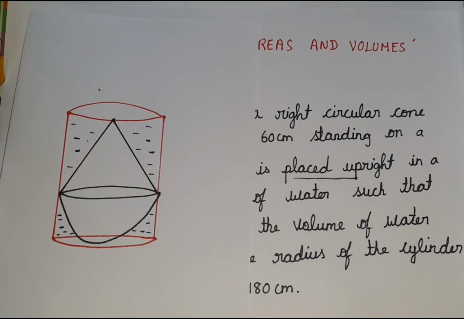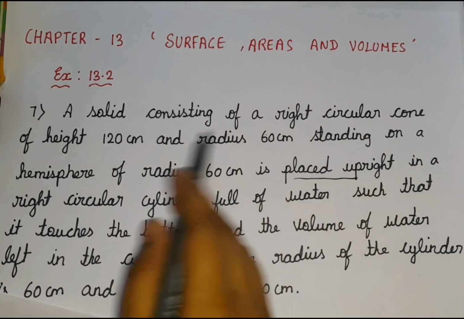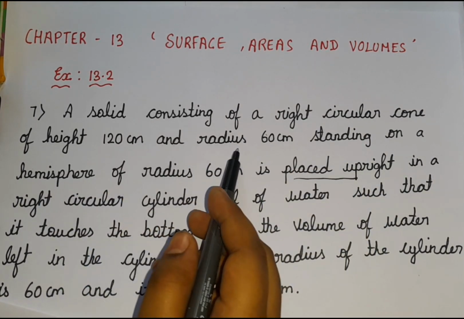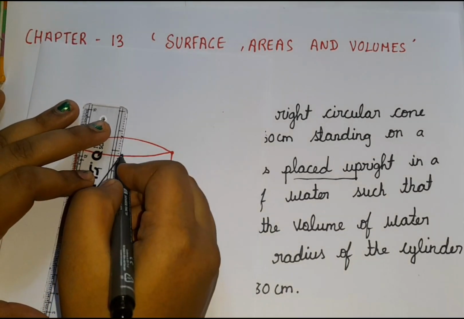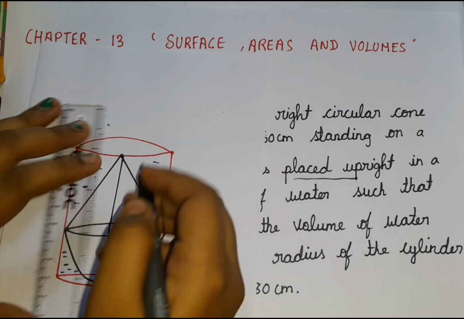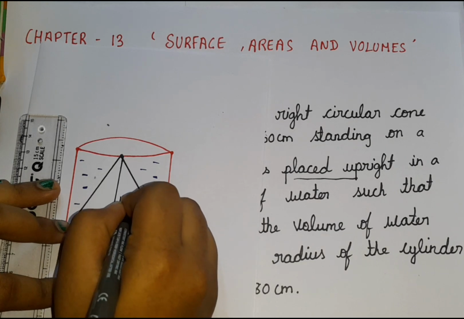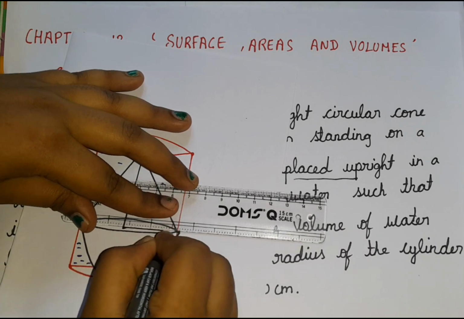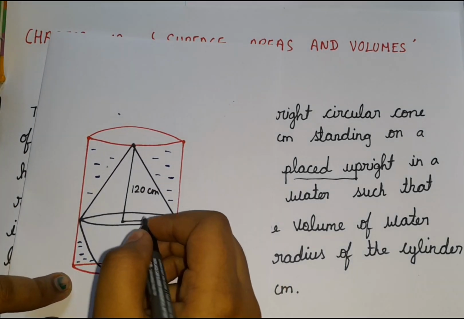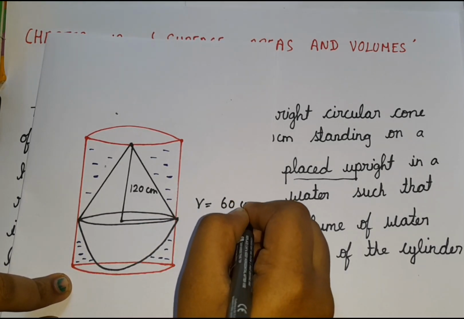Okay guys, now let us mark the values for the cone. For the circular cone, the height is 120 centimeter, radius is 60 centimeter. So where is the height? Height is right over here. So the height of the cone is 120 centimeter, right? Let us write 120 centimeter, and the radius is 60 centimeter. I'll write it here. So radius is 60 centimeter.